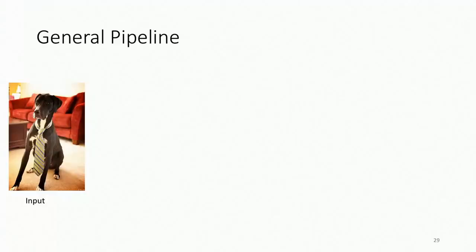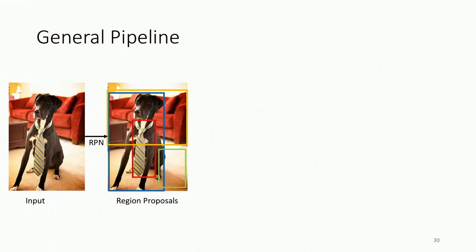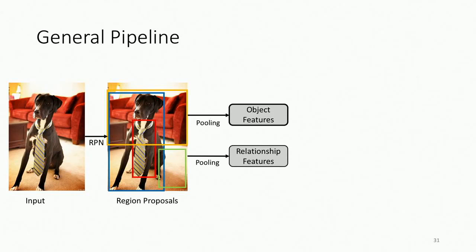So let's continue. For scene graph generation, the general pipeline can be summarized by this figure. Given an input image, we first extract the regions based on, for example, the region proposal network. Then we have two branches. The first branch is the object feature. The second branch is the relationship feature. We do RoI pooling on top of the bounding box or the union of the bounding boxes.